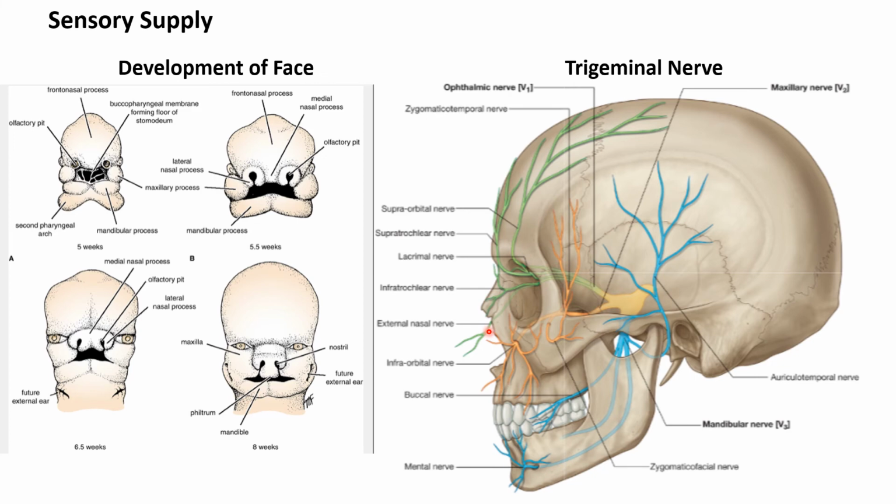So by means of these 5 nerves, which are the lacrimal nerve, the supratrochlear, the supraorbital, the infratrochlear and the external nasal nerve, these are the terminal divisions of the ophthalmic nerve. The ophthalmic nerve is going to be supplying the various components of the face.